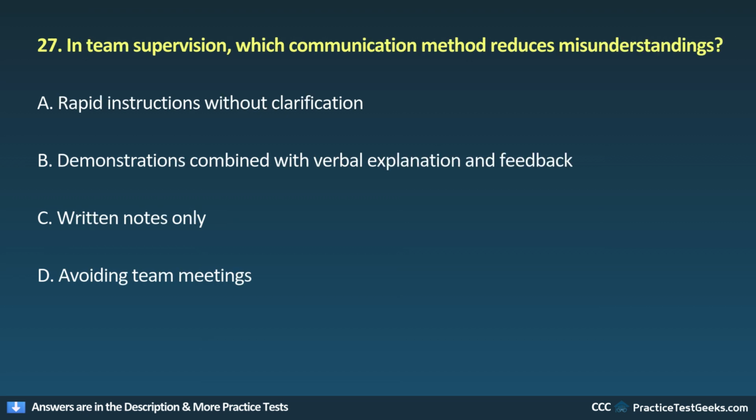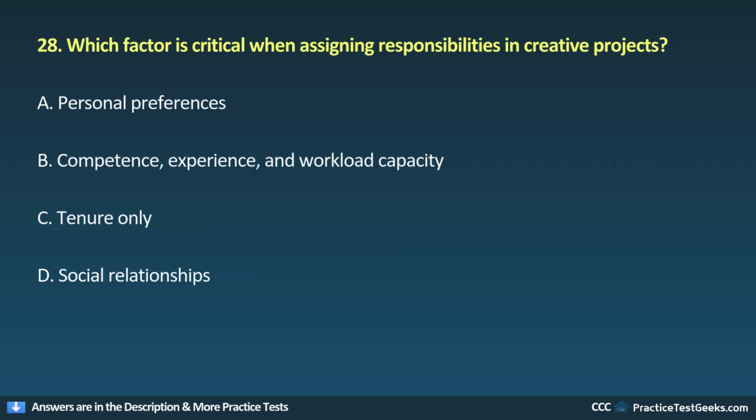27. In team supervision, which communication method reduces misunderstandings? A. Rapid instructions without clarification. B. Demonstrations combined with verbal explanation and feedback. C. Written notes only. D. Avoiding team meetings.